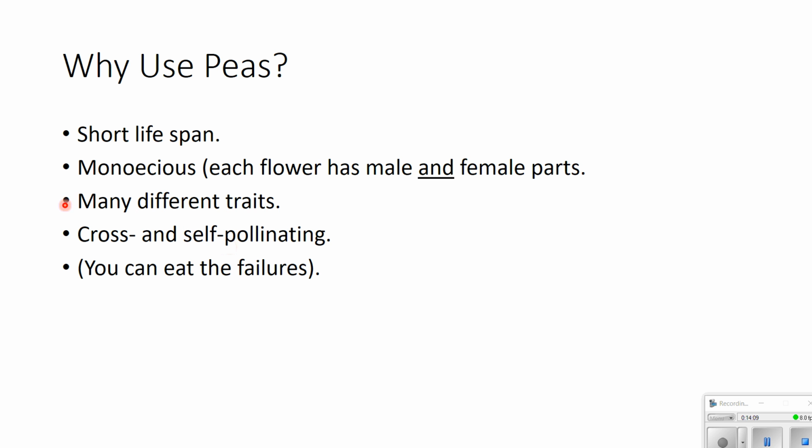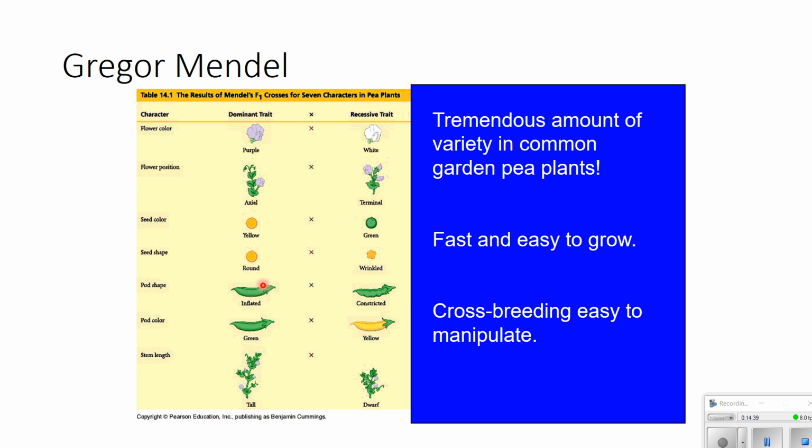But one reason why Mendel chose peas is because there's lots of different traits. You don't think of pea plants as being all that exciting, but there are 7 different physical characteristics that Mendel identified, and they all turn out to be genetically inherited. Not to mention, another great reason to use pea plants is after you're finished with your research, you can eat the peas, right? So here is a short summary of the 7 different characteristics that Mendel studied.